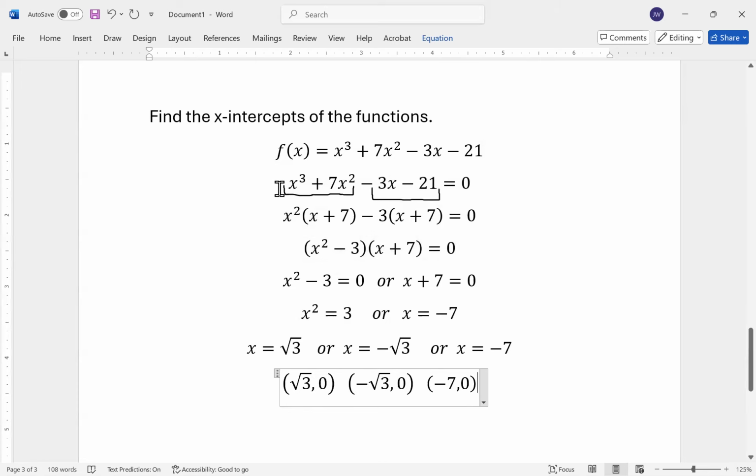So this trick about matching up pairs of terms and then factoring out the greatest common factor of each pair is a nice trick when it works. Doesn't always work, but in this case it did.